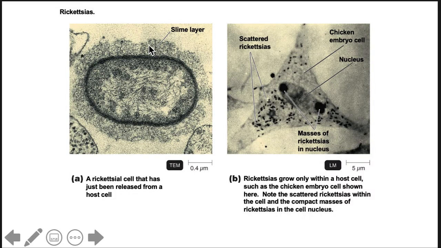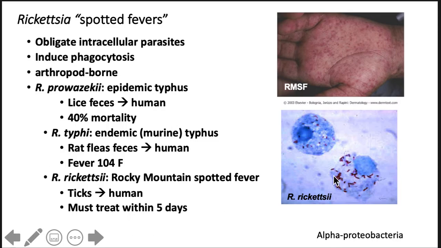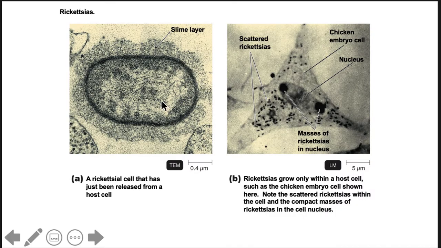So this gives you another view. I was showing you here the Rickettsia bacteria, intracellular, right? This is showing you the same thing. But here you're seeing it in lab grown in a chicken embryo cell. And then these are just huge masses of Rickettsia in the nucleus of these cells, and then scattered about the cell as well. So it has just completely overtaken this chicken embryo cell.